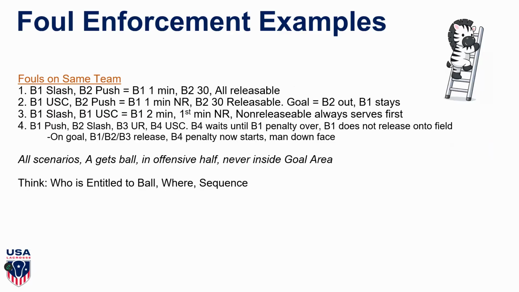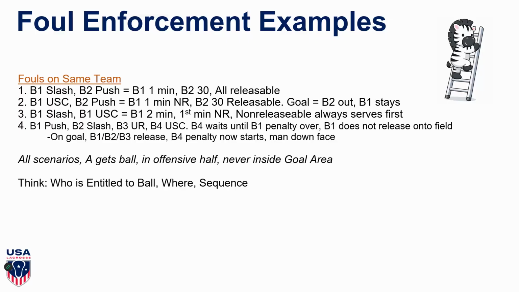Then we have the scenario of B1 gets an unsportsmanlike conduct, B2 has a push. The 1 minute unsportsmanlike conduct is non-releasable by rule. The push is releasable by rule. If a goal is scored, B2 gets to come out, B1 has to stay, because all the releasable penalties are released.